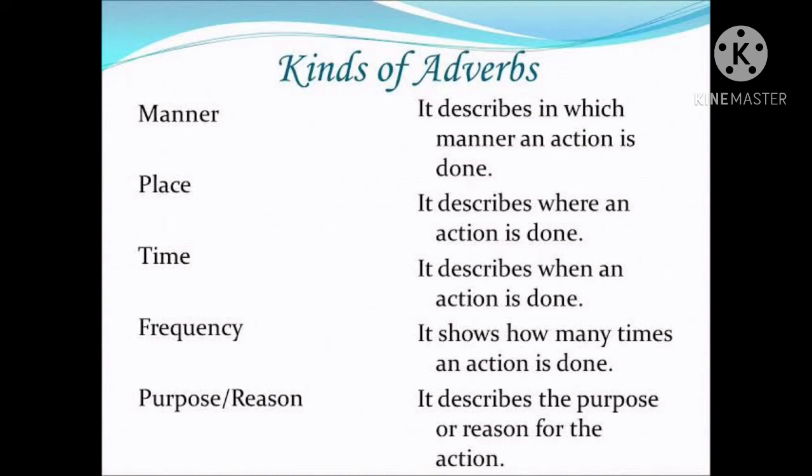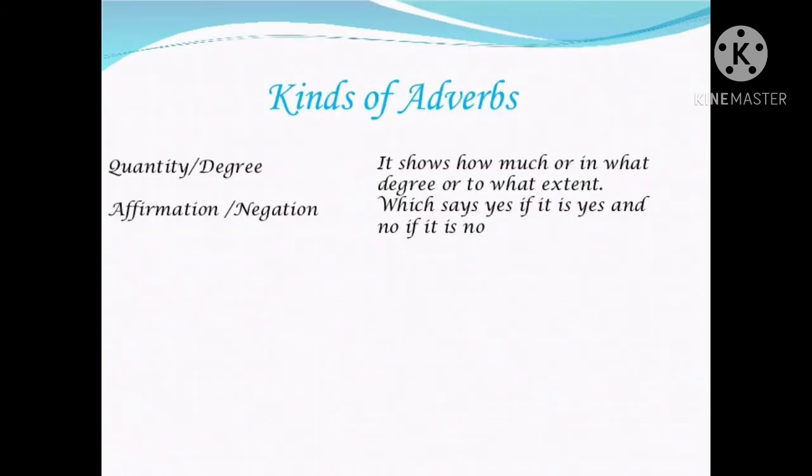Thirdly, we have adverb of time, which tells when an action is done. Then we have another kind, adverb of frequency, which tells how many times an action is being done. Then you have another kind, purpose or reason, which tells you about the reason of the action. Another important kind of adverb is the adverb of quantity or degree, you can say, which shows the degree or to what extent the action is done. Lastly, you have affirmation or negation, which says yes if it is yes and no if it is no.